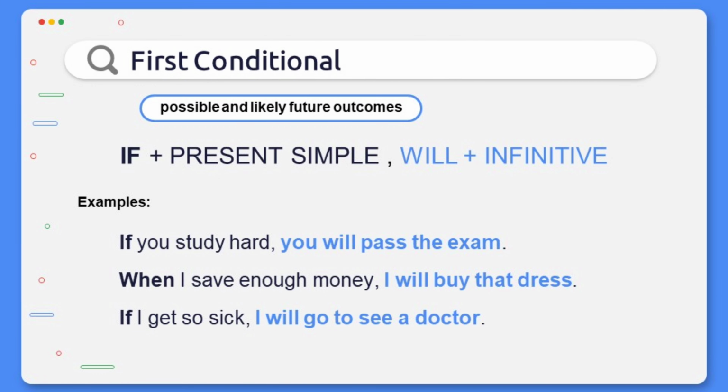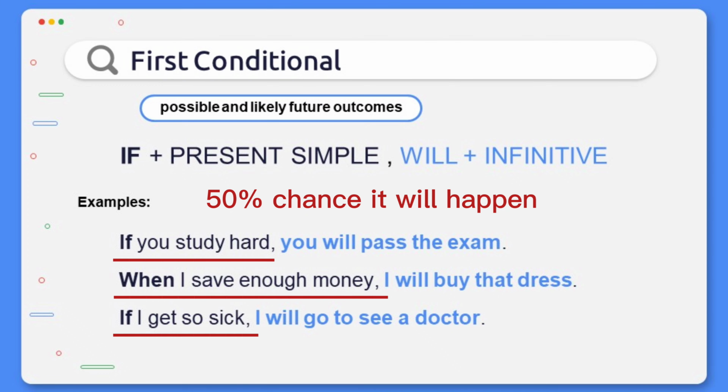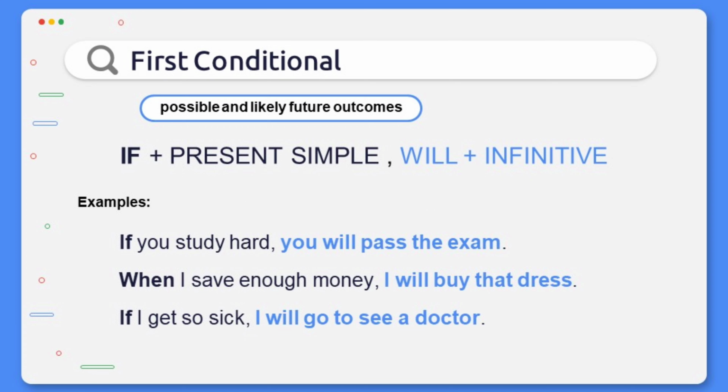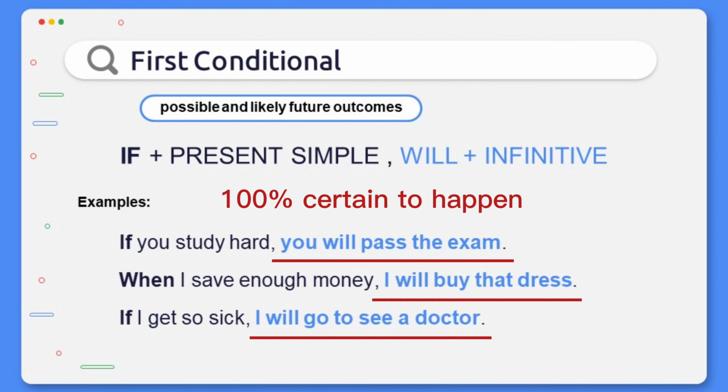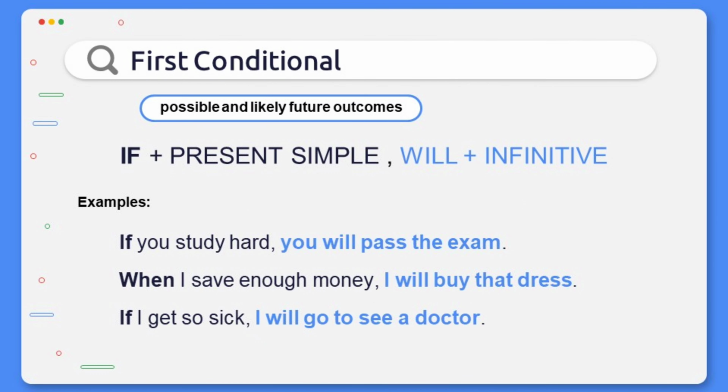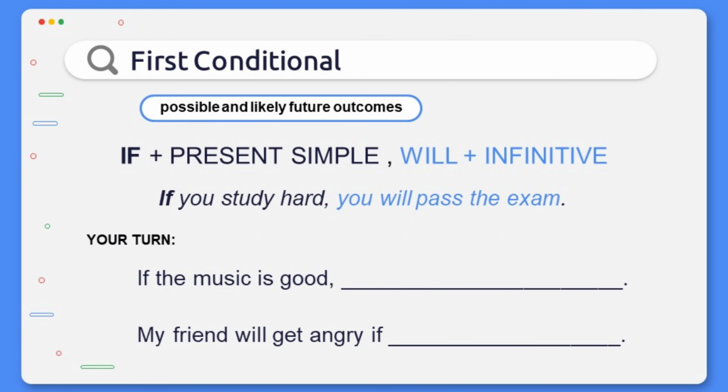These examples talk about things which might happen in the future. Of course, we can't know what will happen in the future, but this describes possible things which could easily come true. Well, there is a 50% chance that the first part of the sentence, the action following if, will happen. And if it happens, the second part is 100% certain. So now it's your turn to finish the sentences.